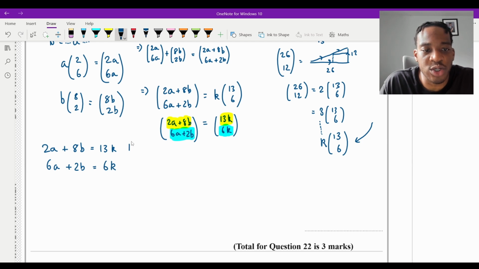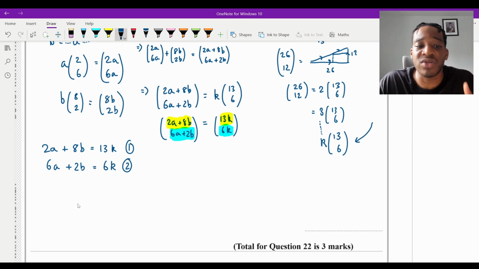Now we've got these two equations, equation 1 and equation 2. Now when I look at this, straight away I'm thinking a simultaneous equation, right? Now it is, but the issue I have is that there's a lot of variables, right? There's a and b, which is fine, but we've got k as well.